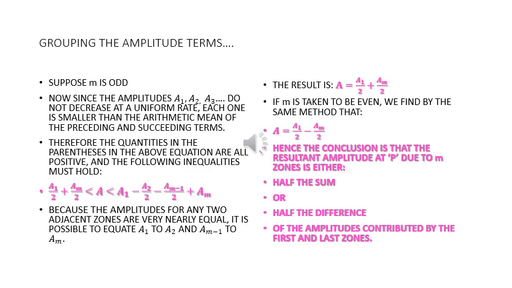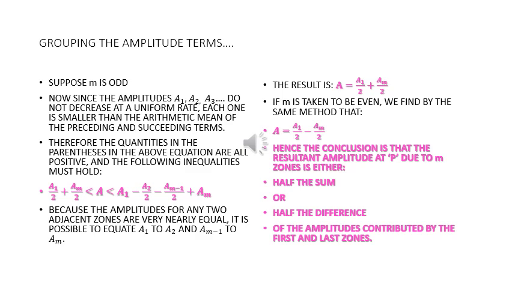Now grouping the amplitude terms, supposing m is odd. Since the amplitudes A1, A2, etc. do not decrease at a uniform rate, each one is going to be smaller than the arithmetic mean of the preceding and the succeeding terms. Therefore, the quantities in the parentheses in the above equations are all positive and the following inequalities must hold. We must have A1/2 + Am/2 less than A, which is in turn less than A1 - A2/2 - A(m-1)/2 + Am.